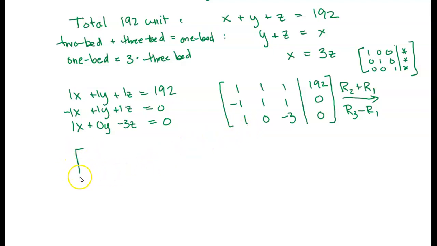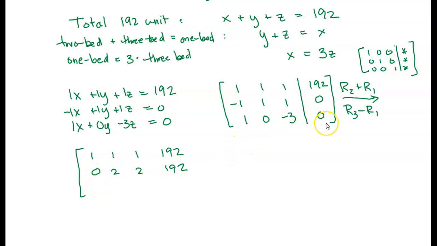All right, so let's do both of those things. I'm not going to touch the first row at all. I'm just going to copy it down as it is. And then when I add the first row to the second row, 1 plus negative 1 is 0. 1 plus 1 is 2. 1 plus 1 is 2. And then 192 plus 0 is 192. Okay, that gives me the 0 where I want it in the first column.